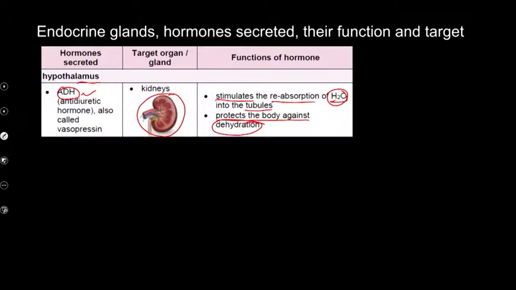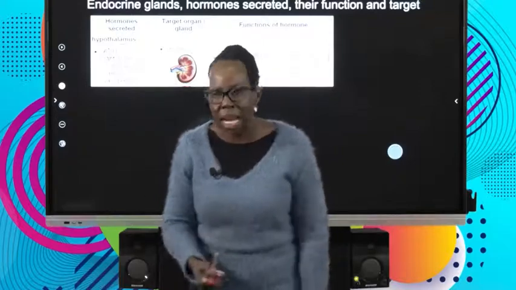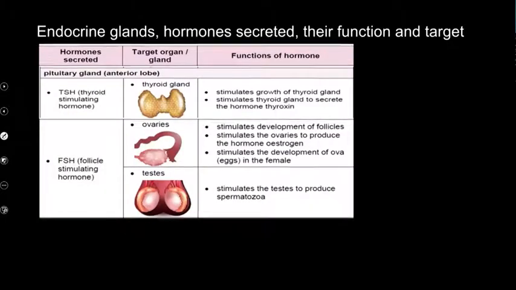So for the kidney to reabsorb water, it obviously protects your body against dehydration. Then we continue with our glands. We've got now the pituitary gland, still in the brain there, that secretes the thyroid stimulating hormone. What is the target here? The target will be the thyroid gland. And what will be the function of this TSH? It stimulates growth of the thyroid gland and again stimulates the thyroid gland to secrete the thyroxine. Remember when we started, we said the thyroid gland secretes thyroxine.